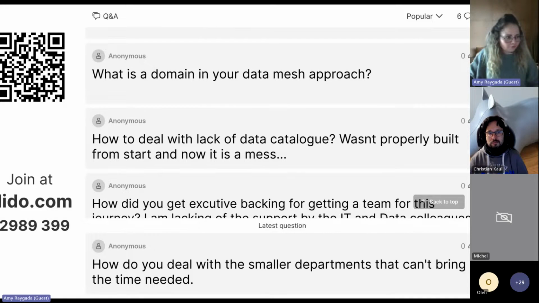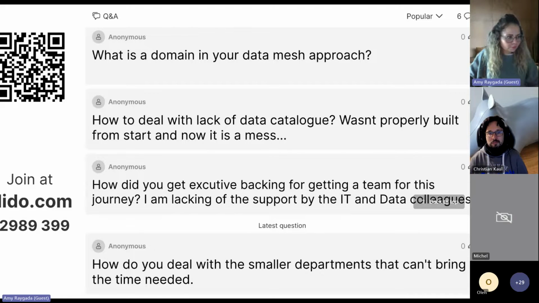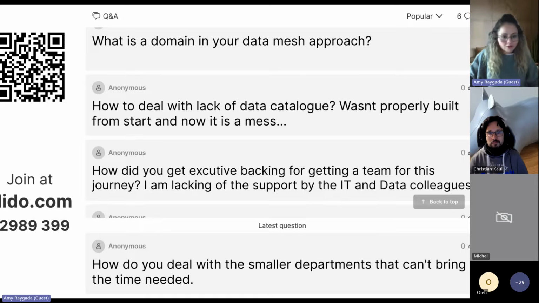How to deal with the lack of a data catalog that wasn't properly built from the start and now it's a mess? Well, honestly, we've had it since the very beginning and it's still a mess. The thing is, we are trying to put in the best practices. I don't know which one you have, but we have Aplan. And we decided from our team to do everything by surfacing metadata out of the data sets. We had to rebuild a lot of things because some teams started to fill out stuff manually, and this is not sustainable over time.